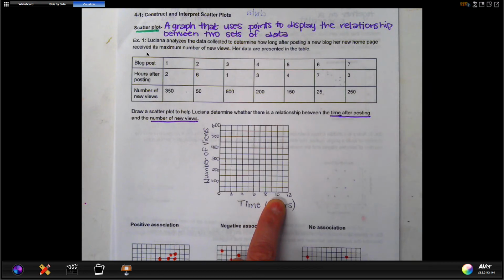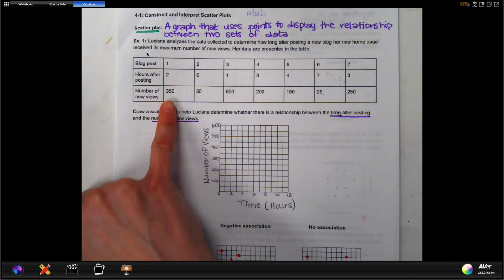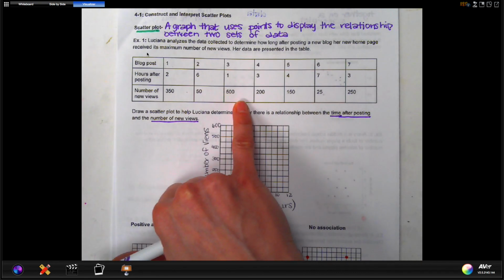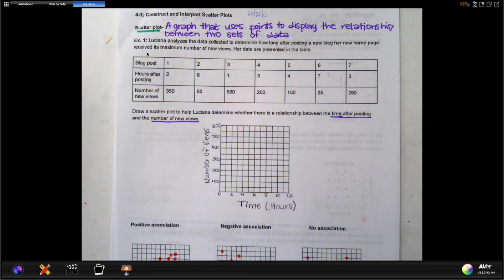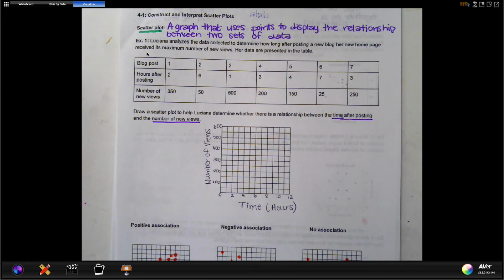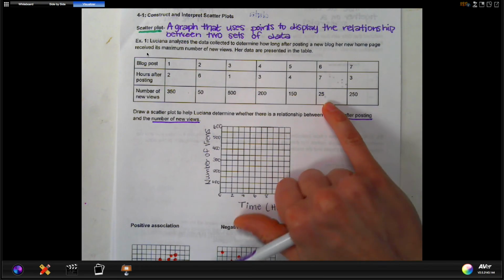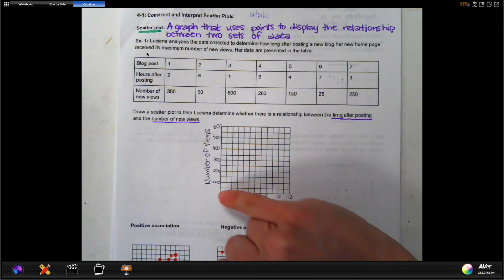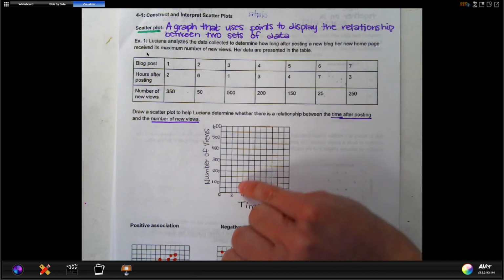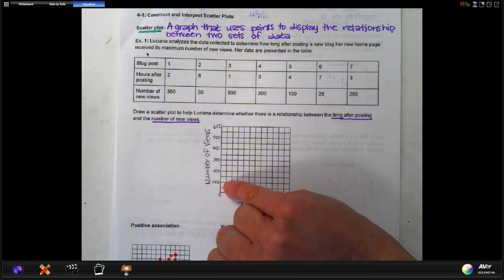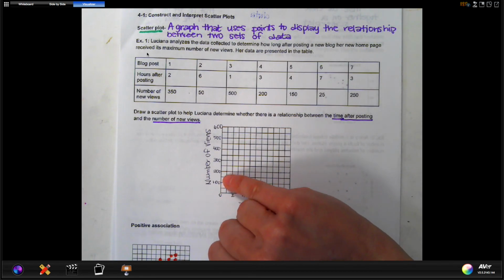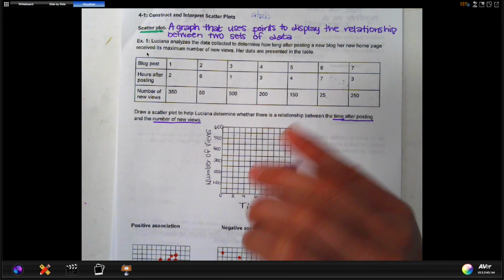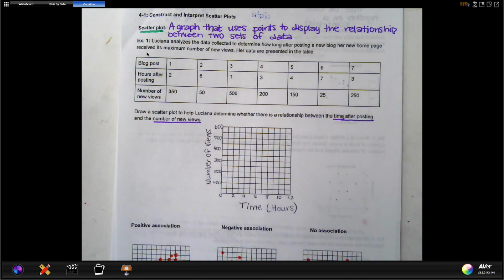Then number of views, you got to look at this data. We've got 350, 50, 500, 200, 150, 25, and 250. So those, we know we've got to get up kind of high, but we're at 25 for our lowest. So I chose to go technically by 50s, but I only labeled every other one, so I went by 100. So that would be 50, 100, 150, 200, and so on. Sometimes you want to label less so that your graph looks neater.